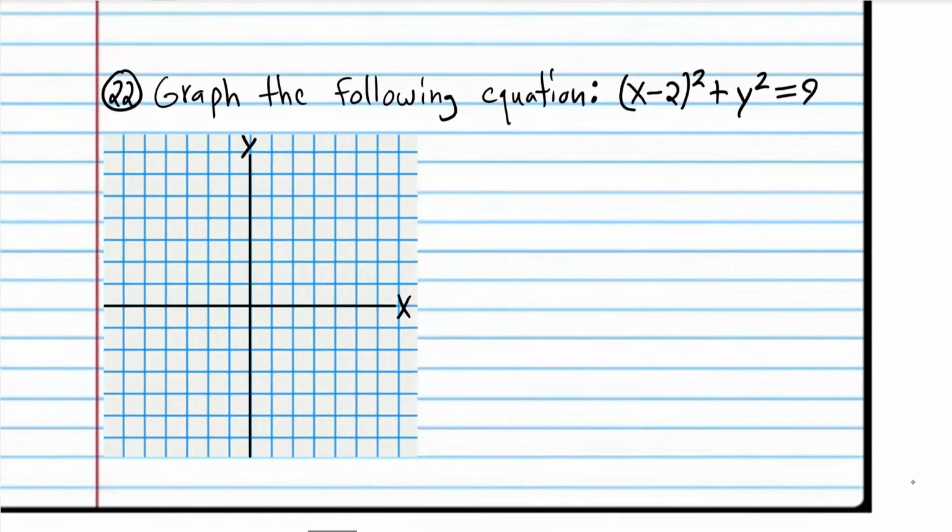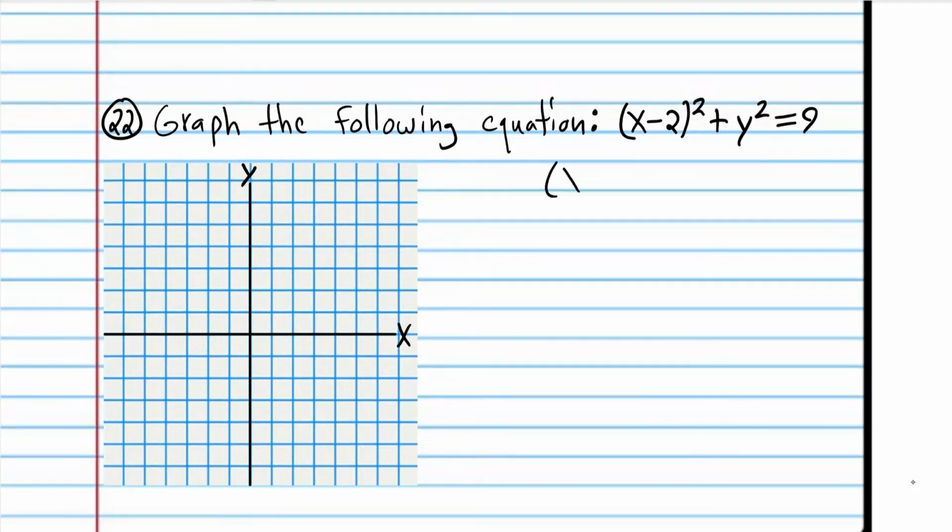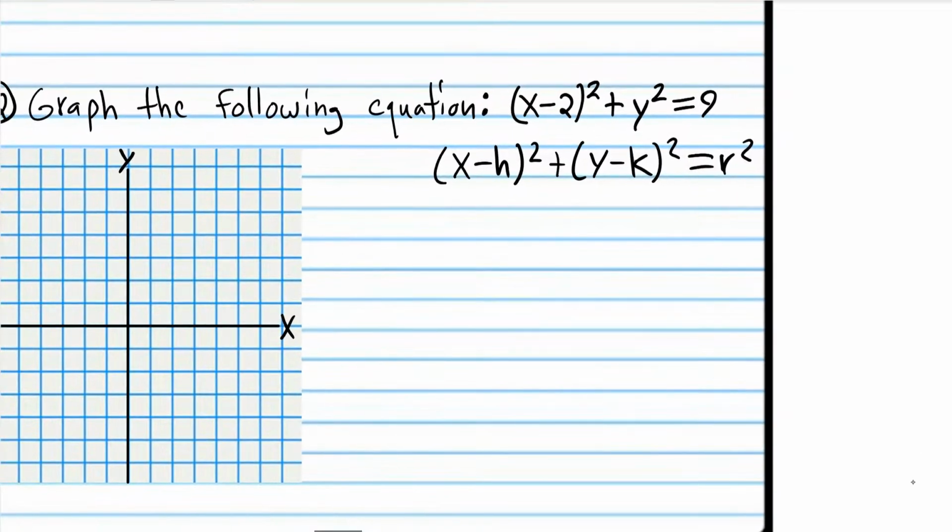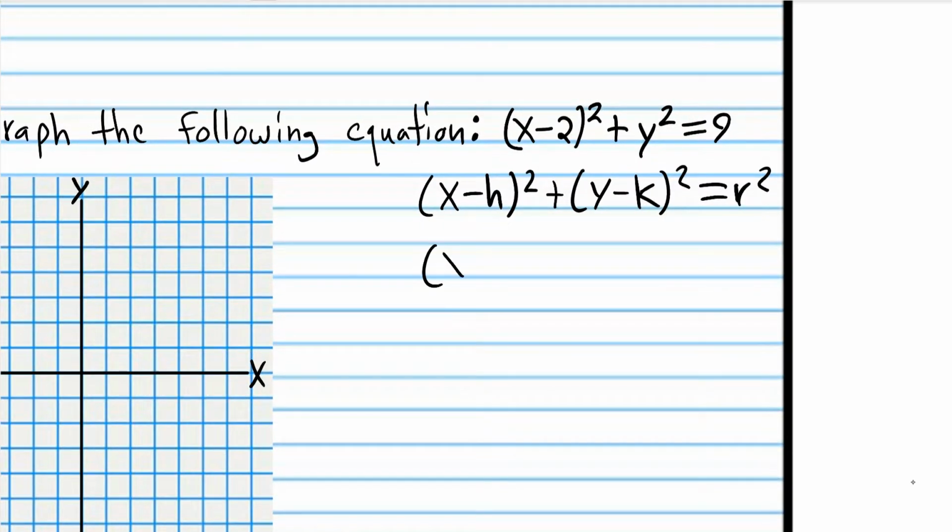On to number 22, graph the following equation. So we need to write our basic form of the equation of a circle so we can see what's happening here. Well, I guess I'm just going to rewrite this equation here.